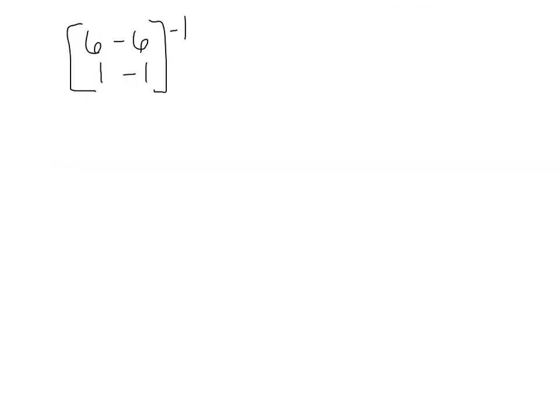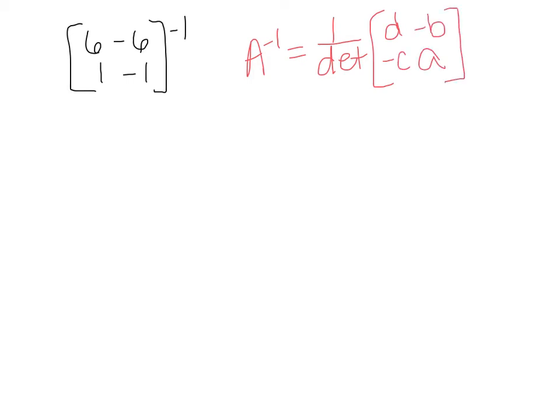So here's another 2 by 2 matrix to find the inverse of. Remember, the inverse is 1 over the determinant times the mixed up matrix, where you flip those two and you make the other two guys negative. So for this one, determinant, that's our first step. So we're going to have 6 times negative 1, which is negative 6, minus negative 6. Ooh, negative 6 minus negative 6 is 0.